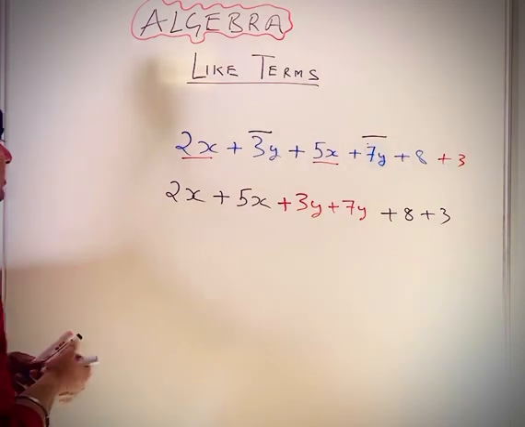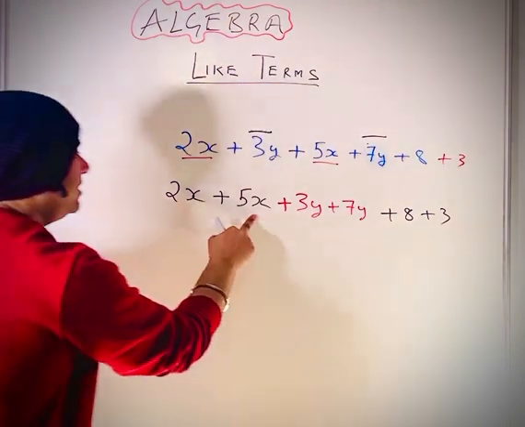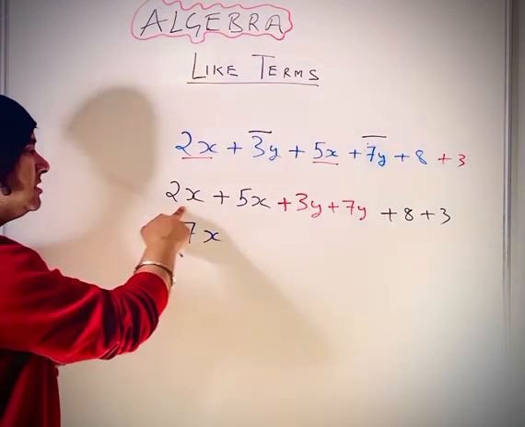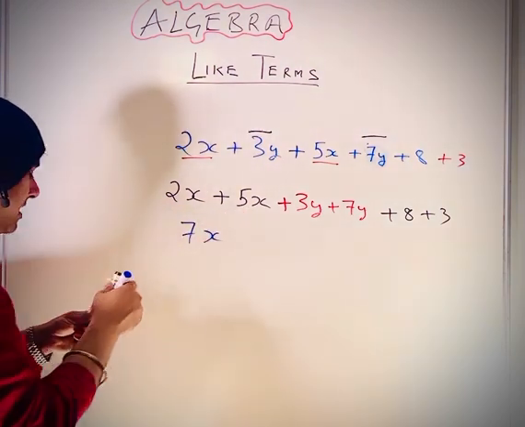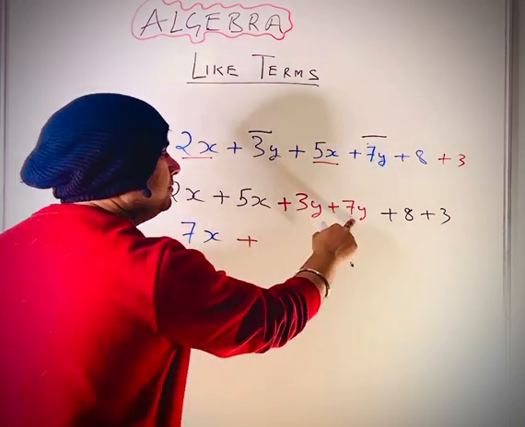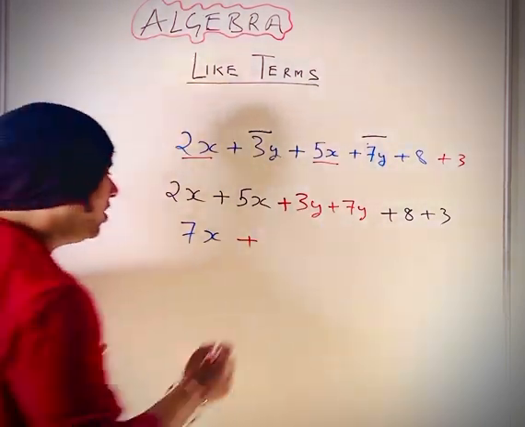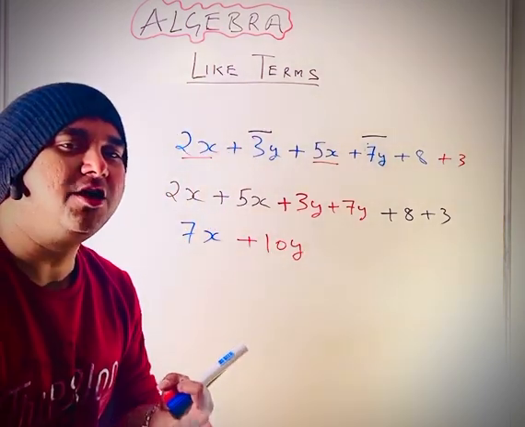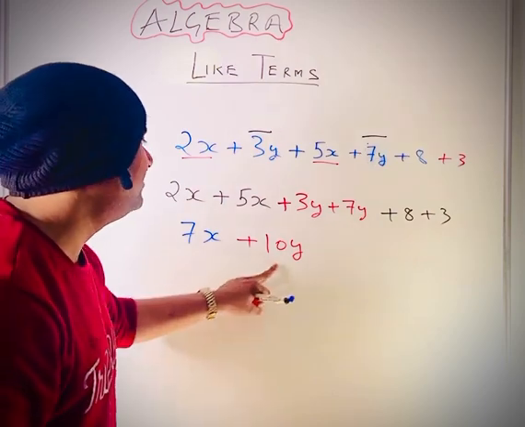Just simple addition. Let's say 2x plus 5x will be 7x, just like 2 apples plus 5 apples will be 7 apples, right? Now the sign will be plus. 3y plus 7y will be 10y, right? Exactly the way 3 oranges plus 7 oranges give us 10 oranges.